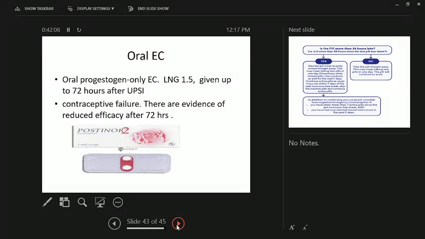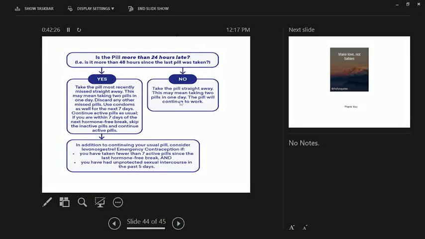everyone knows, an oral progesterone only. We have levonorgestrel 1.5 mg, we call Postinor. We can give it up to 72 hours. The ideal use is within 72 hours, but you can go up to 5 days. There is some kind of protection over that.